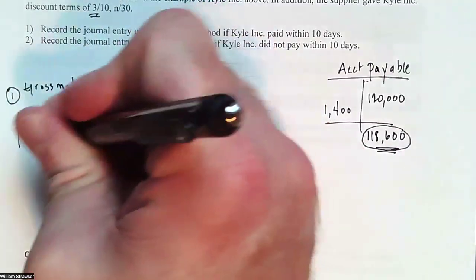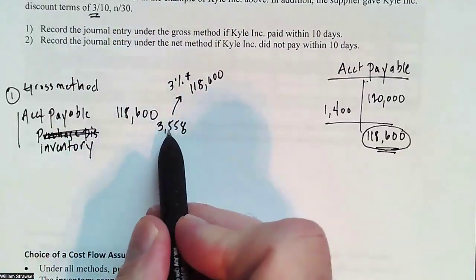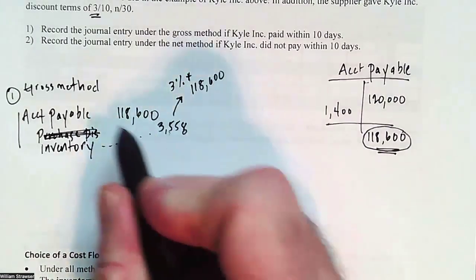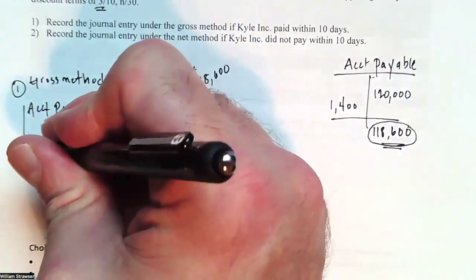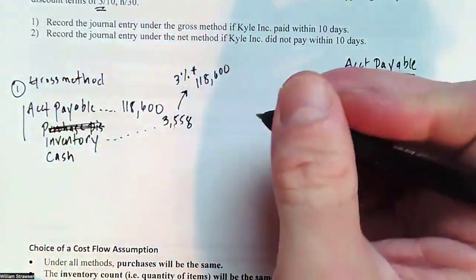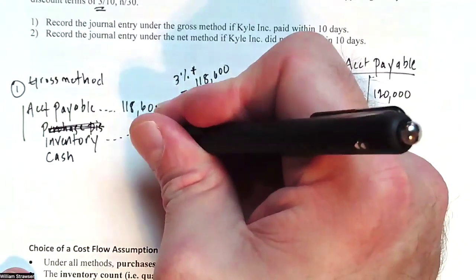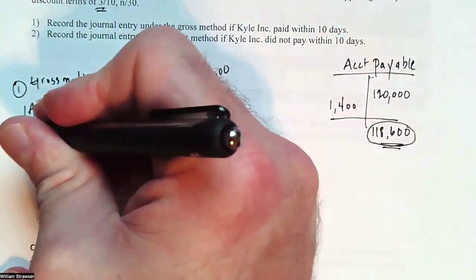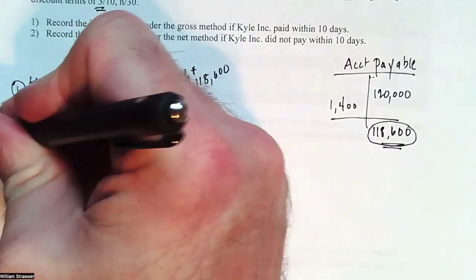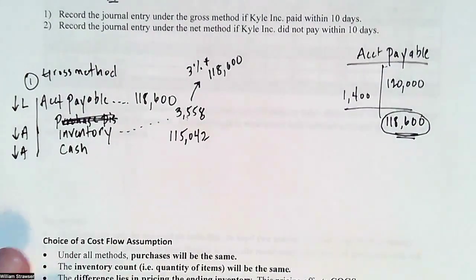Oop. Sorry, I'm doing a periodic entry there, inventory. So we credit my inventory account for, it's a little off, 3,558, and I pay the rest in cash. The remaining 97% would be paid in cash. So that's going to come out to 115,042. And of course, a credit to inventory drops my inventory, a credit to cash drops my cash, a debit to liability reduces liabilities.